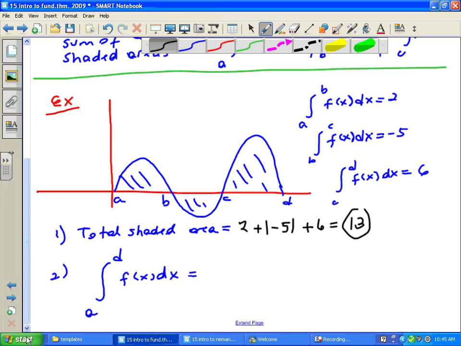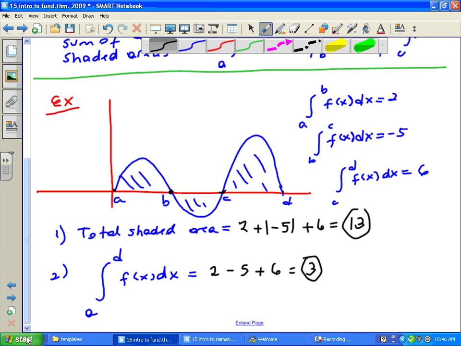And then the question says, what is the integral from A to D, from the first point to the last point, of the function? Now this is not referring to the area at all. It's just saying what's the total integral. And there is actually a property that says, if you're going from A to D, you can add up the integral from A to B, the integral from B to C, and the integral from C to D, and that will give you the integral from the original point to the last point. So that one, guess what that one will be? 2, right there you don't take any absolute values. And that one turns out to be 3.